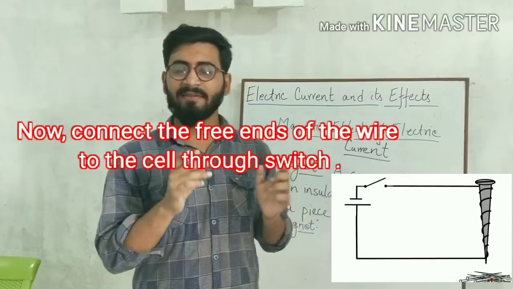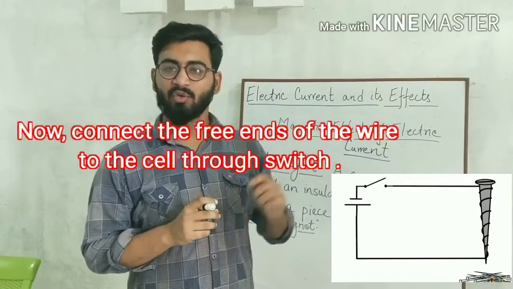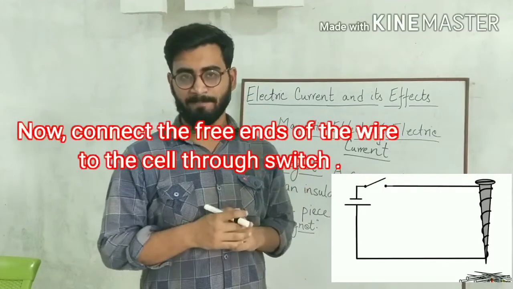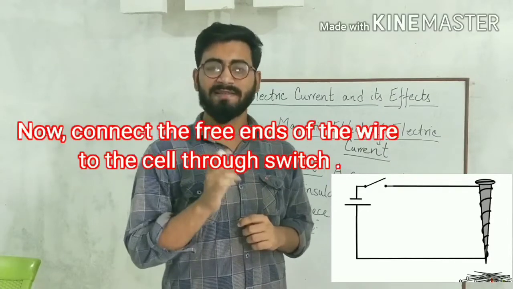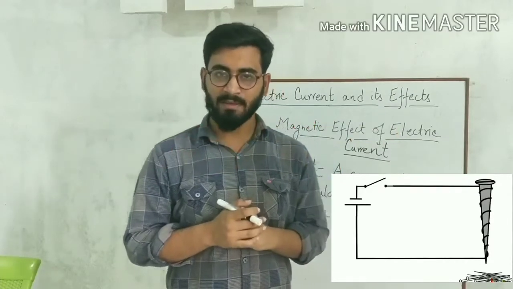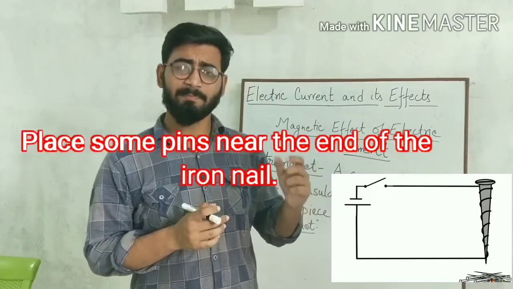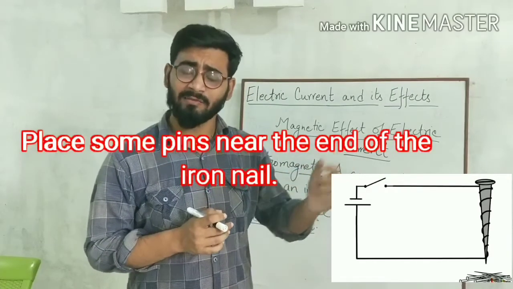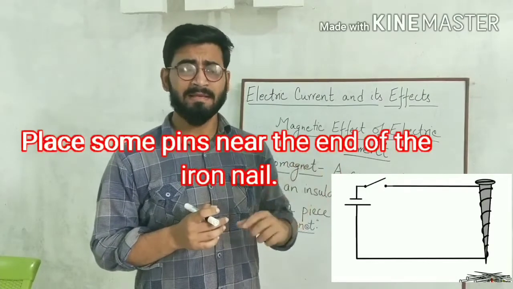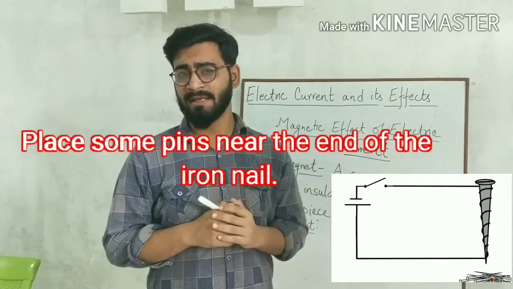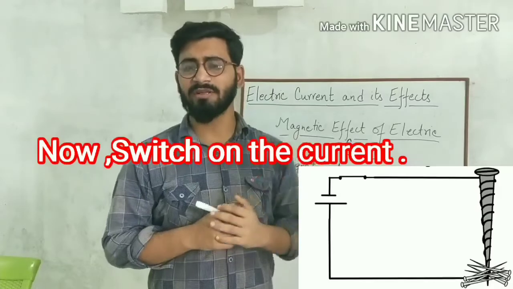Then connect the free ends of the wire to the cell through a switch. And then place some pins near the ends of the iron nail. And then switch on the current.